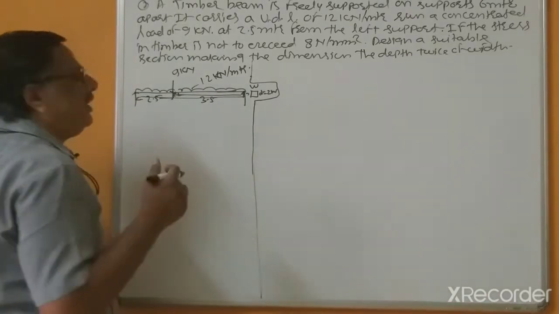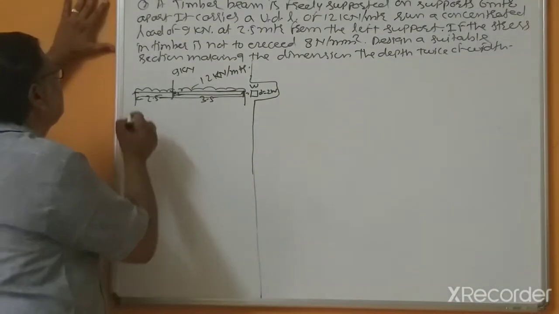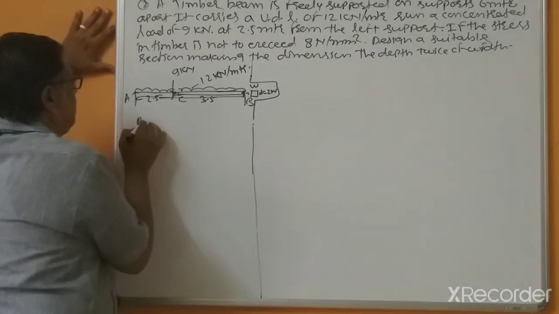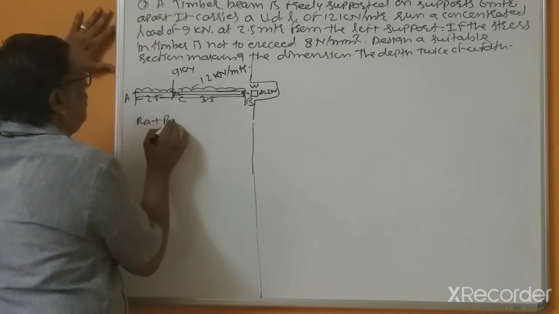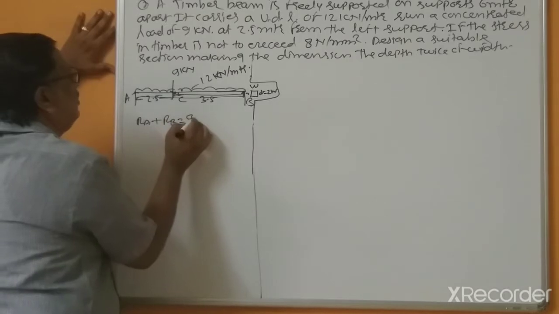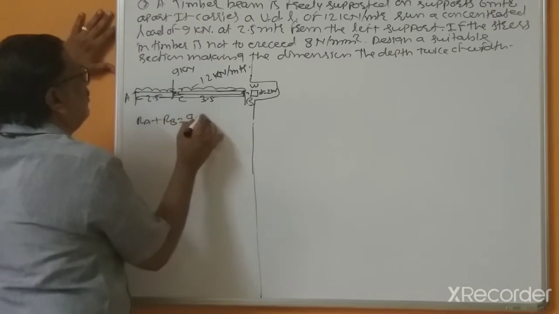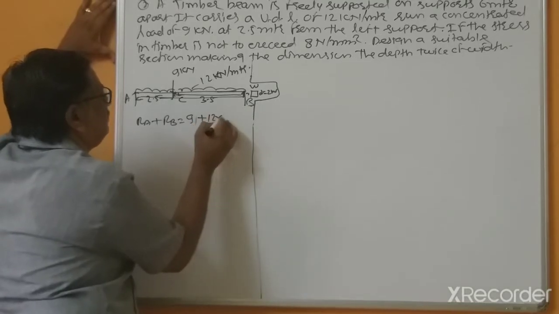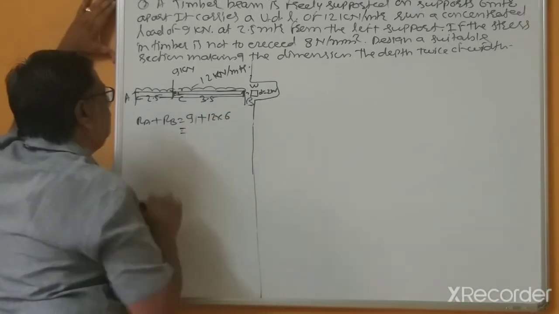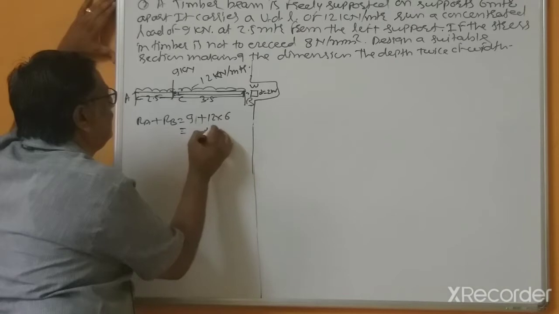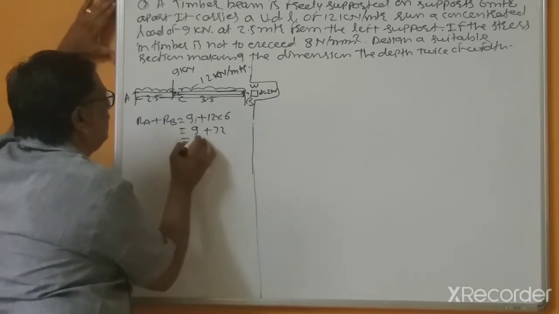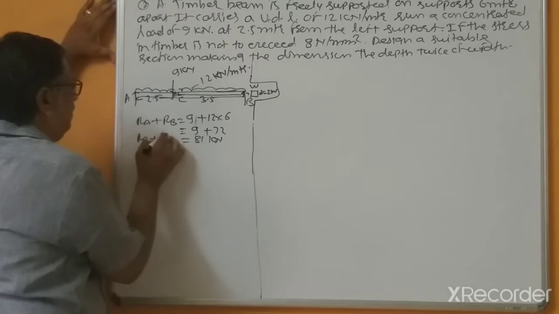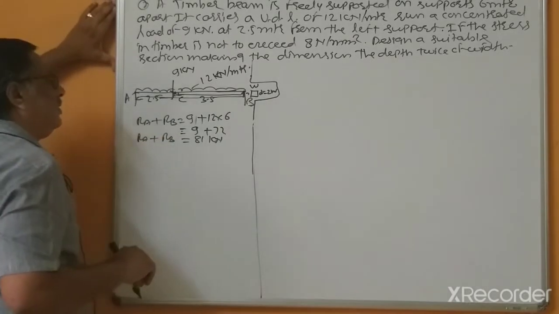So first we will calculate the bending moment. So this is point A, this is point B, and this is point C. So RA plus RB equal to 9 kilonewton plus 12 into 6, 72, plus 9, this is 81 kilonewton.